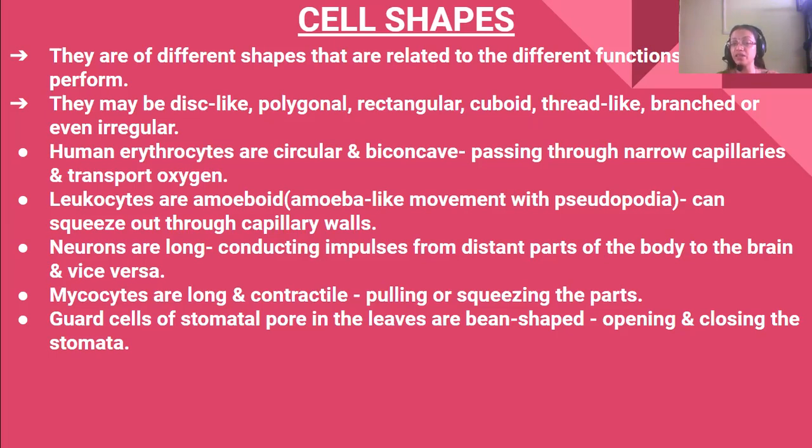Even the guard cells of the stomatal pore in the leaves are bean-shaped. Why? Because they can open and close the stomata. That's why they need to be bean-shaped, and when they open, this bean-shaped form makes a pore. And when they close, it is totally closed. But when they open, they have to be pore-shaped, like this. Pore-shaped it becomes.